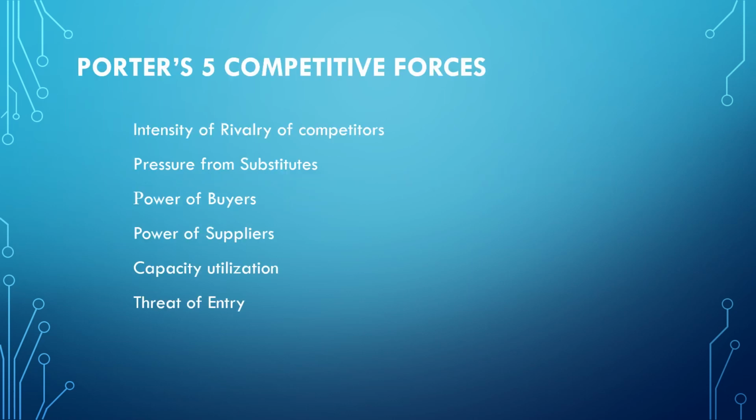So we're going to talk about Porter's 5 competitive forces, and these are all things that you've heard about before in other classes and probably discussed in other classes. The 5 forces are the intensity of rivalry among competitors, and that, of course, is driven by pressure from substitutes, the power of buyers, the power of suppliers, capacity utilization, and threats of entry. Now, capacity utilization is really covered in the intensity of rivalries so we'll talk about that as we go along.